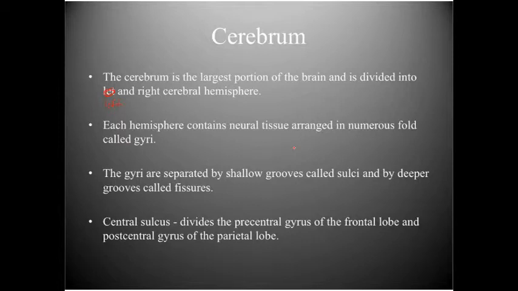Each hemisphere contains neural tissue arranged in numerous folds called gyri. The gyri are separated by shallow grooves called sulci and by deeper grooves called fissures. So know that shallow grooves are sulci, deeper grooves are fissures. The central sulcus divides the precentral gyrus of the frontal lobe and postcentral gyrus of the parietal lobe.